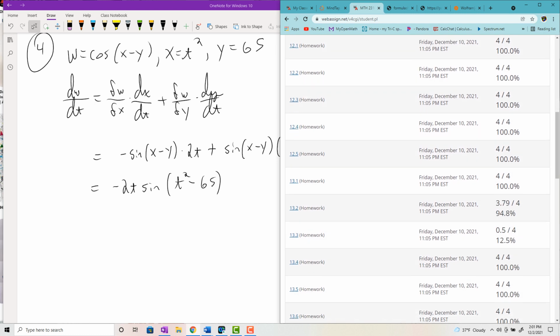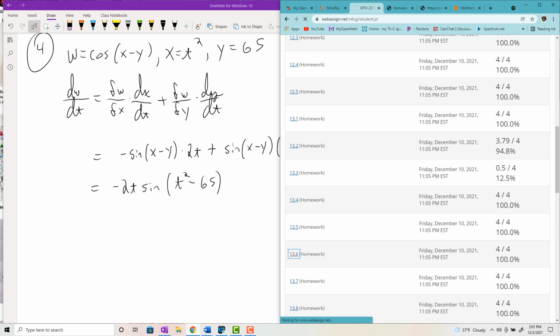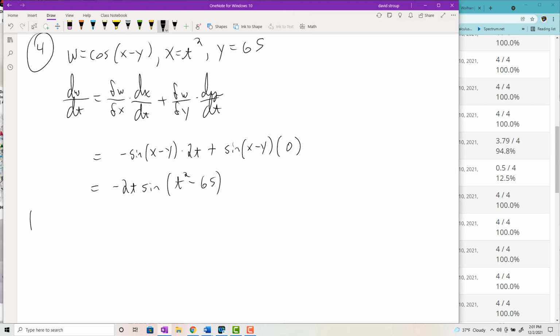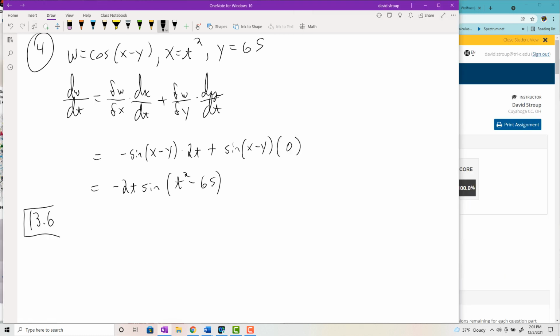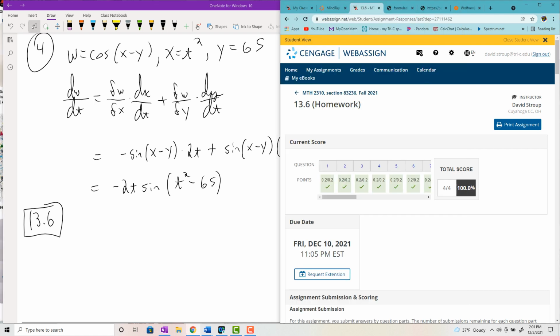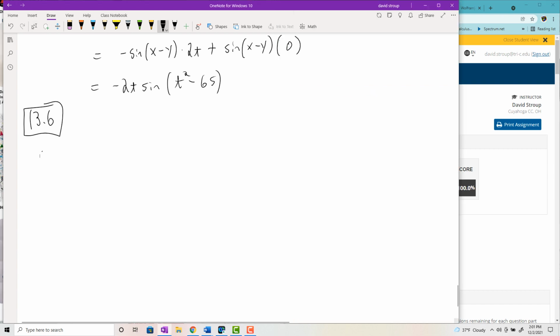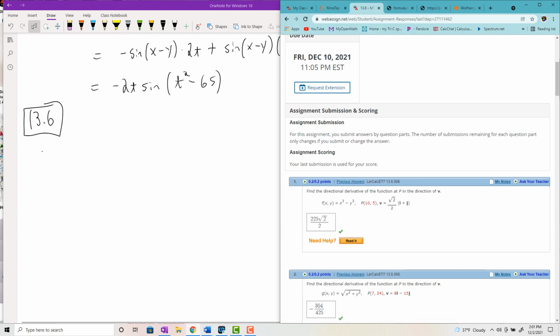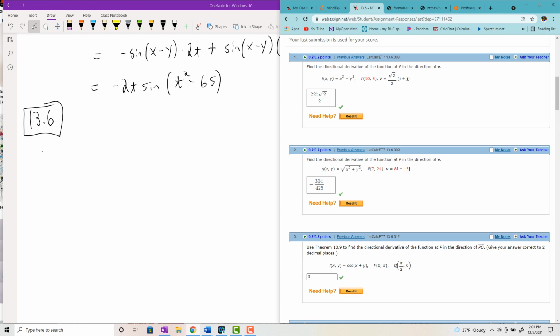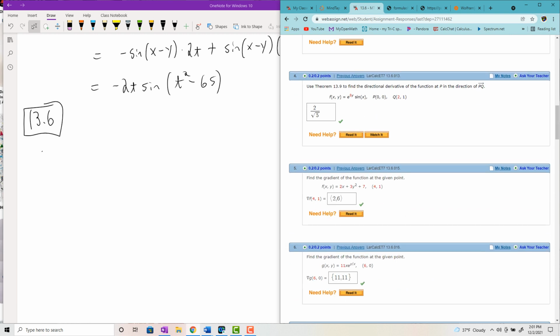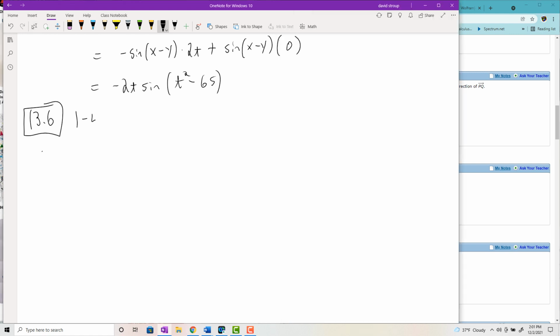So we consider the directional derivative in 13.6. Of course, we have the partial derivatives, which just tell you basically the slope in the x direction, the slope in the y direction, but now we want the slope in any direction. So anyways, 13.6, finding directional derivatives. You should be able to handle 1 all the way up to 4. So problems 1 to 4 basically.